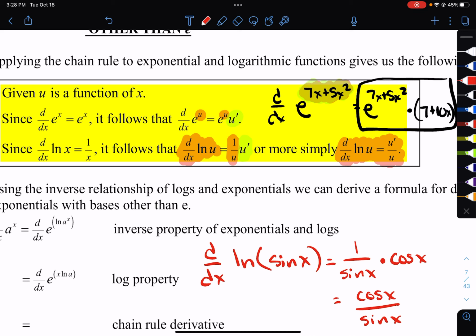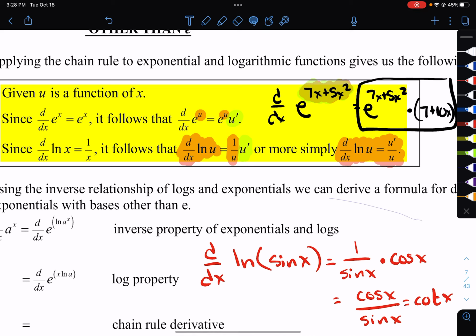And this turned out kind of cool. I don't know if I've ever done the derivative of a natural log with the sine inside, because cosine over sine, that's just cotangent of x. So that's cool. The derivative of the natural log of sine is cotangent. All right.